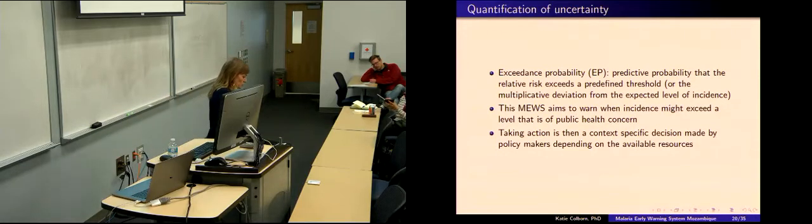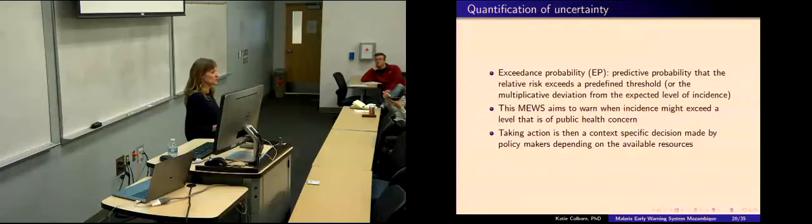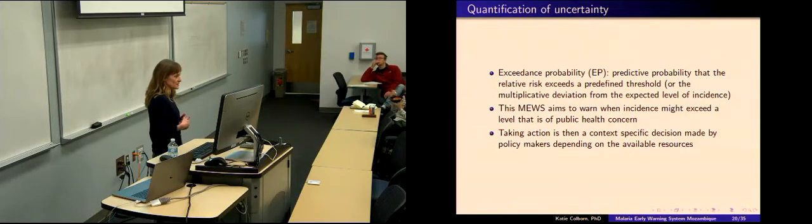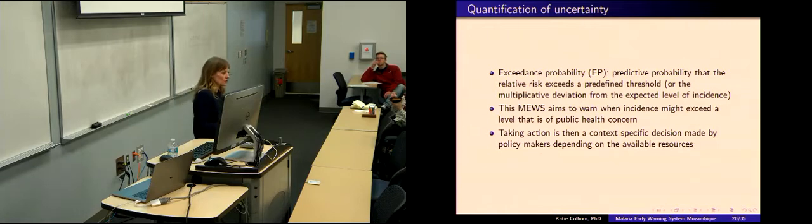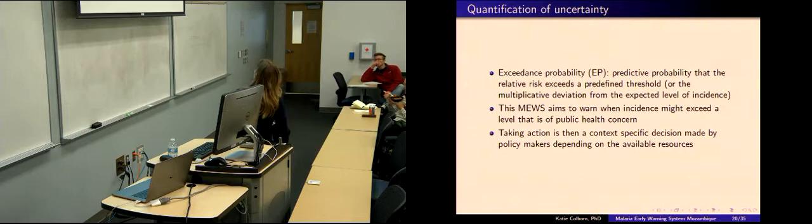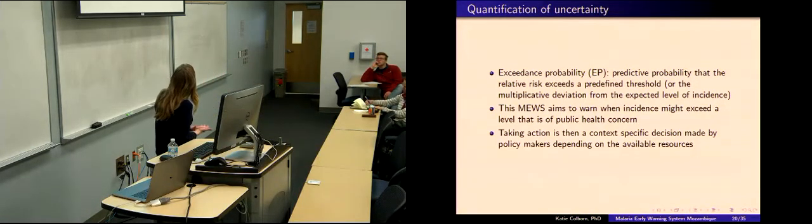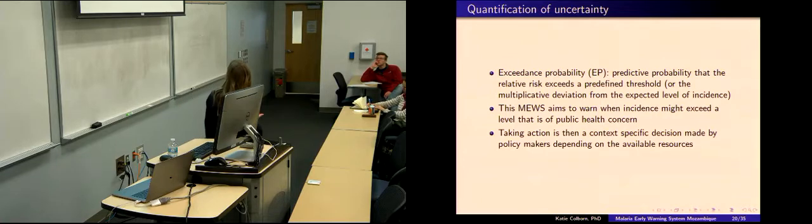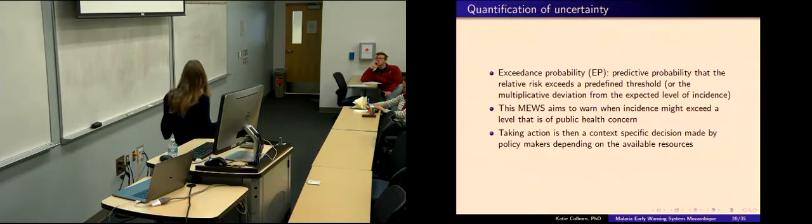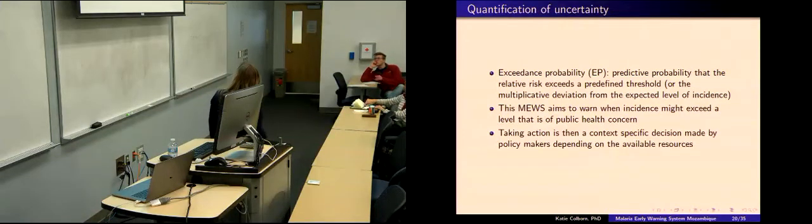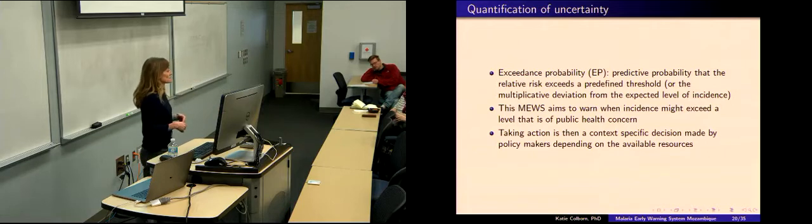One of the most innovative parts of their modeling is not to explicitly just model the point estimates, as I mentioned before, but also to model the uncertainty. And they do this through exceedance probabilities, and we do this in our project as well. So the exceedance probability is defined as the predicted probability that the relative risk exceeds a predefined threshold, or the multiplicative deviation from the expected level of incidence.